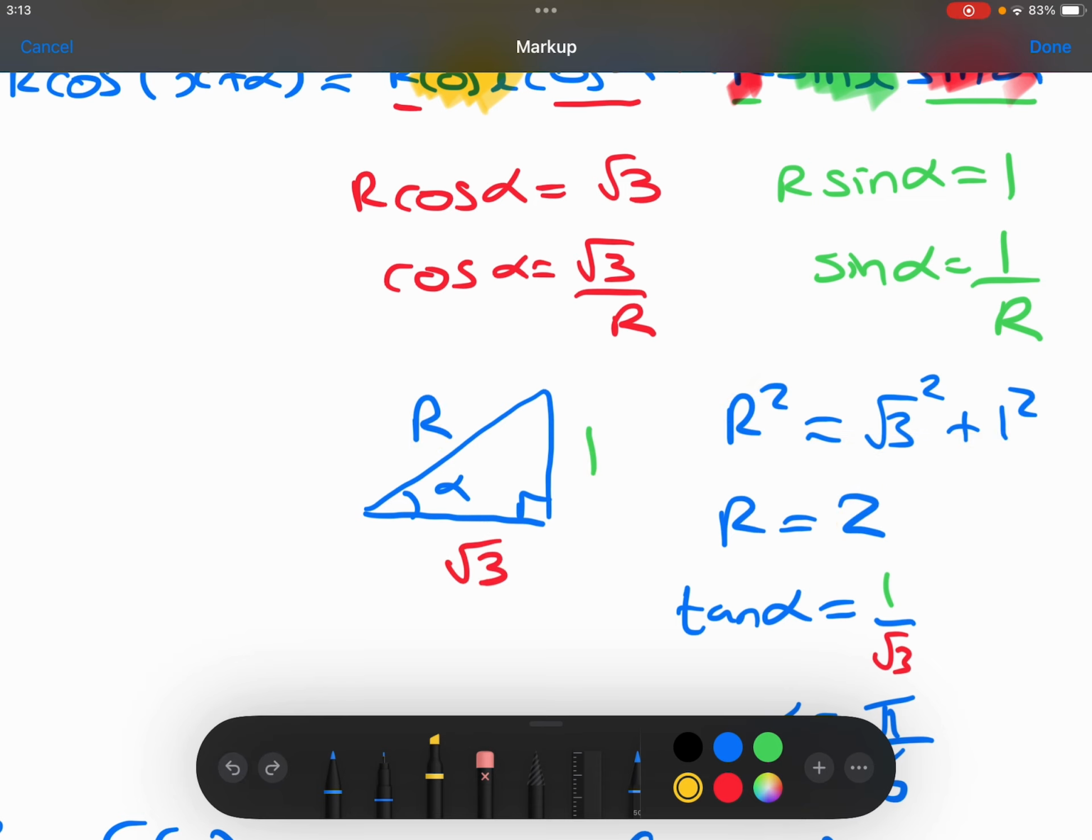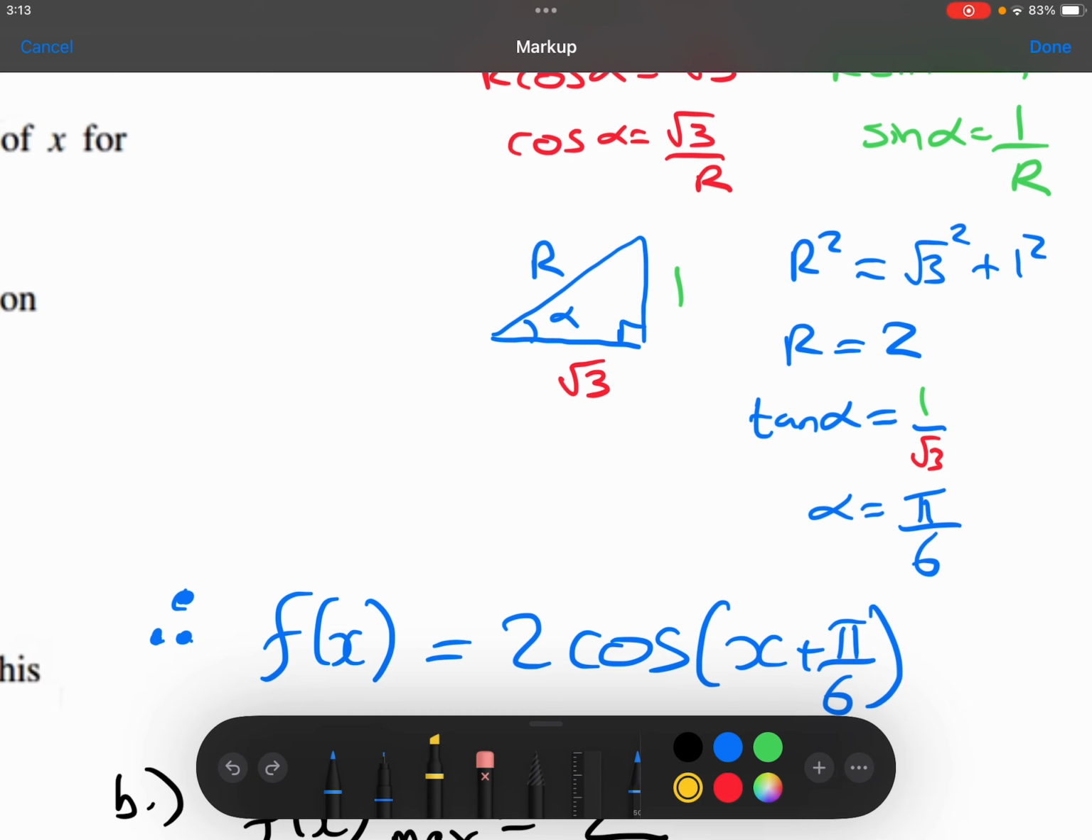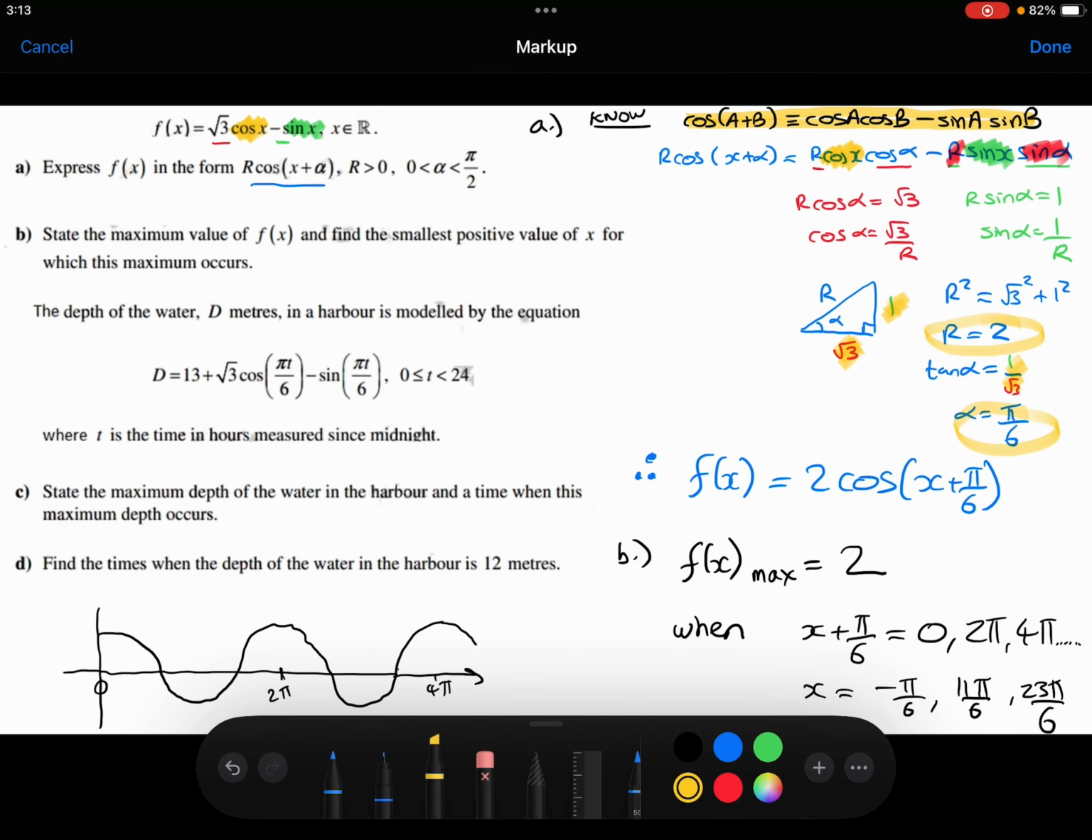To work out the alpha, I've said that tan alpha is the opposite divided by the adjacent, so 1 divided by root 3. Tan inverse of that is pi over 6. So if r is 2 and alpha is pi over 6, then this will be the same thing as this. So therefore I can rewrite f of x as 2 cos(x + pi over 6). So that's part A done.